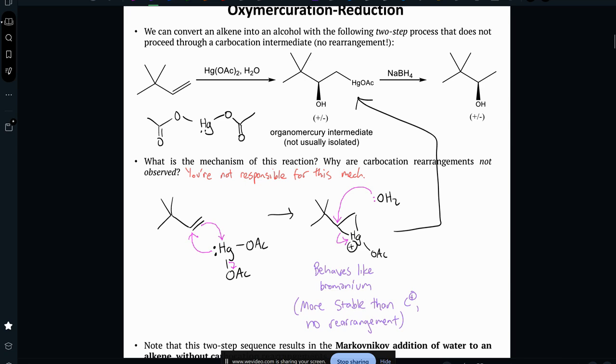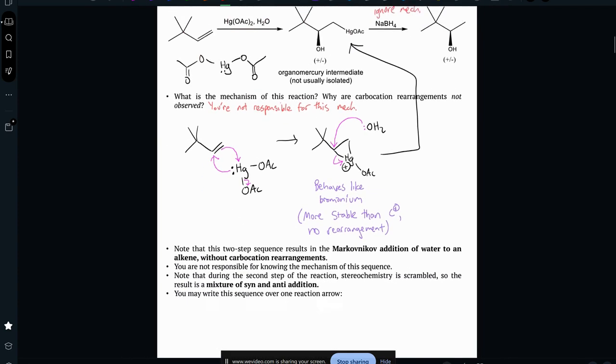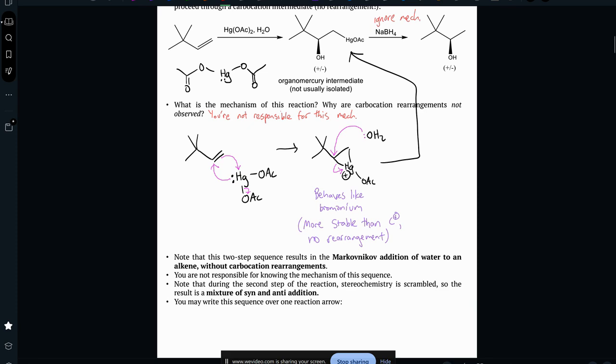The second step here, where we add NaBH4, is going to follow a mechanism that is unlike any you're ever going to see, or at least in this class. So we will ignore the mechanism here as well, and just say that the NaBH4 kind of acts magically to remove the mercury and replace it with a hydrogen. So notice the overall result. We do a Markovnikov addition of water to the alkene.